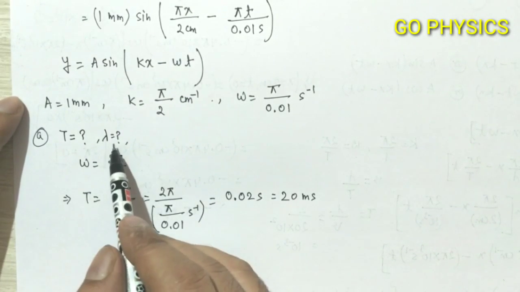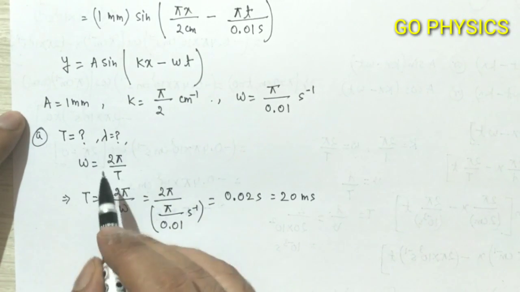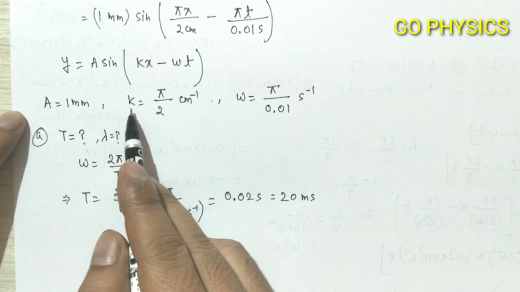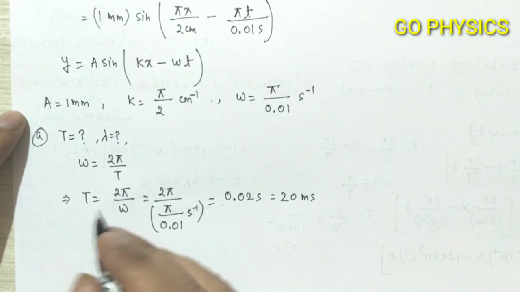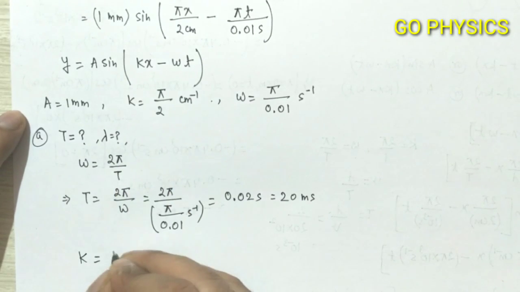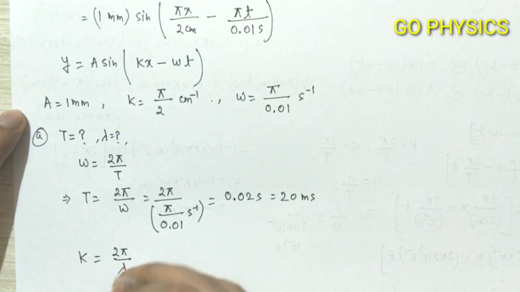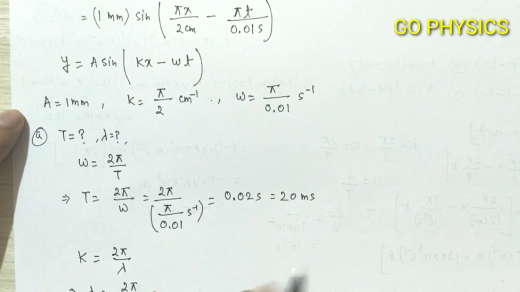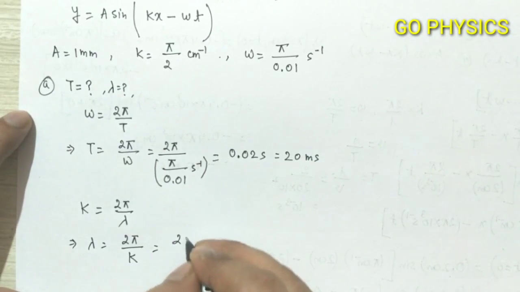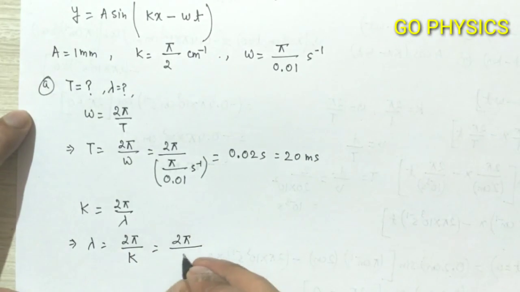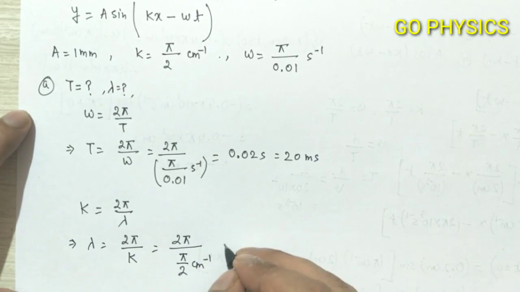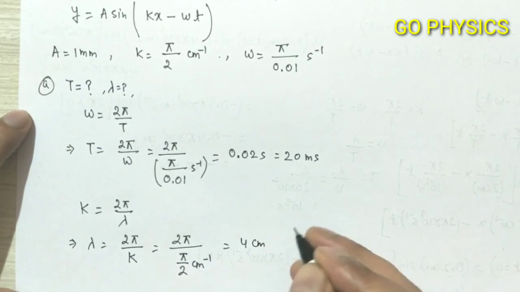Now how will we calculate lambda? For calculating lambda we will use the concept of wave number. Wave number, we know that k equal to 2 pi by lambda. So from here lambda equal to 2 pi by k. Now k value is given as pi by 2 centimeter inverse. So we will simplify this, it will come out 4 centimeter.